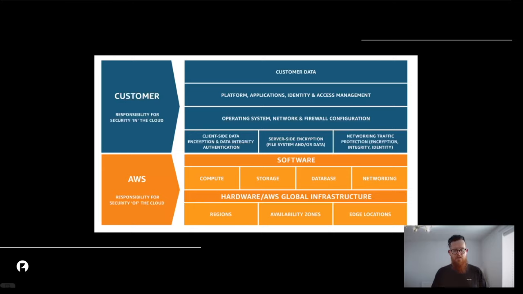There are a few different diagrams for it, but here's one from the AWS documentation. And really, what this model is trying to lay out is that the orange boxes are the things that you're essentially paying AWS for. Those are things that you don't really need to worry about, and they're taken care of for you. It starts from something really basic, like making sure that the physical infrastructure is kept secure, all the way up to the different services that you can use.